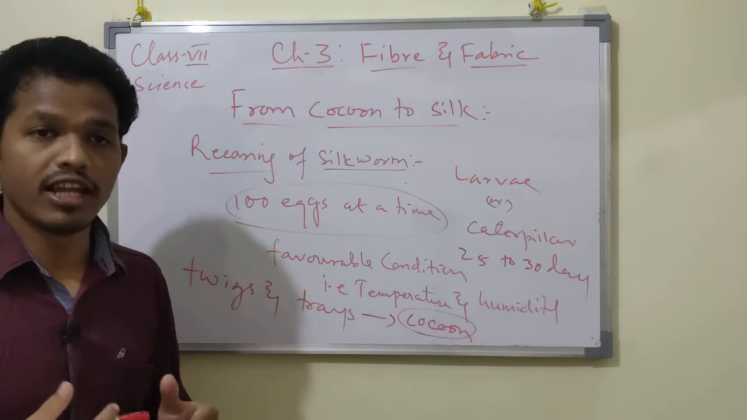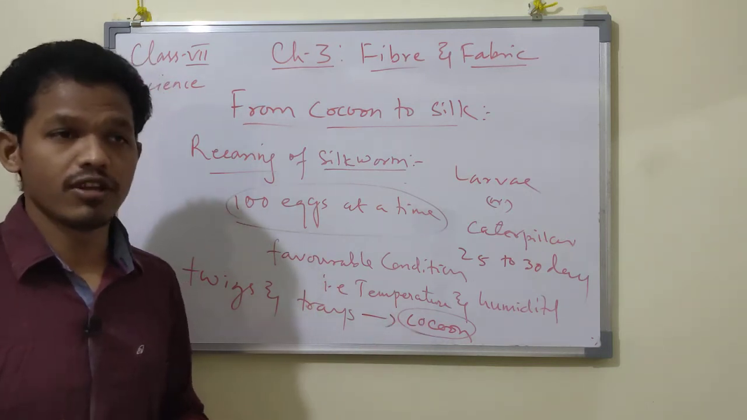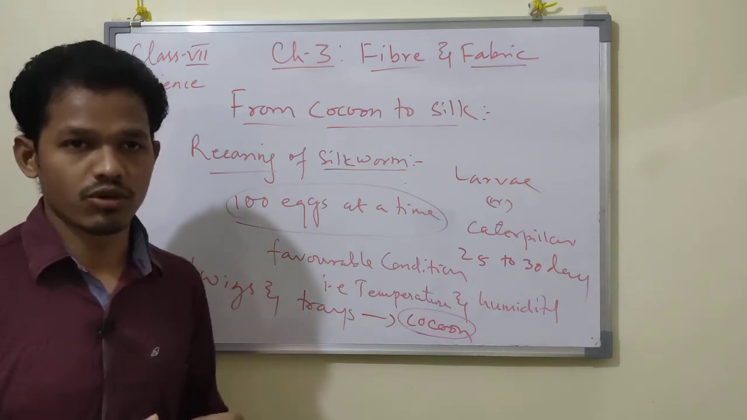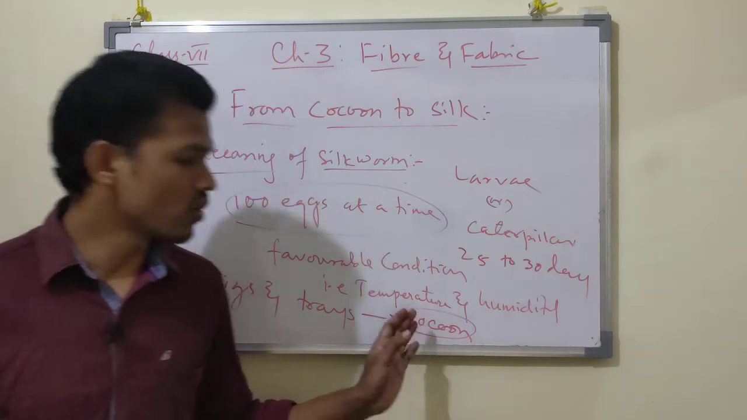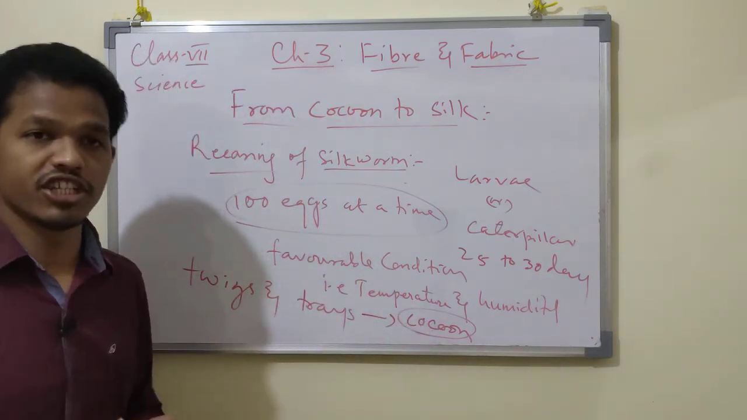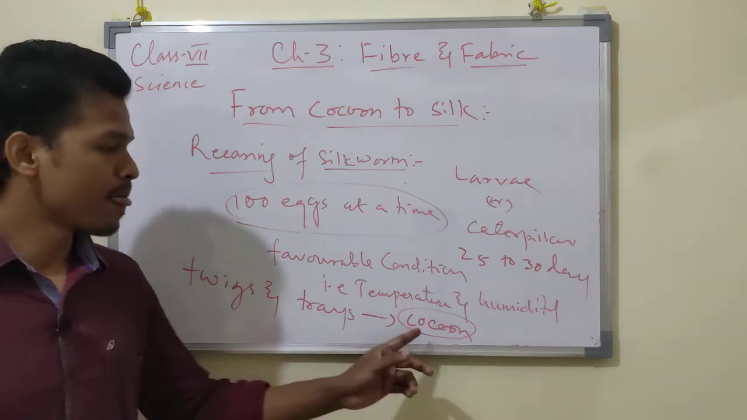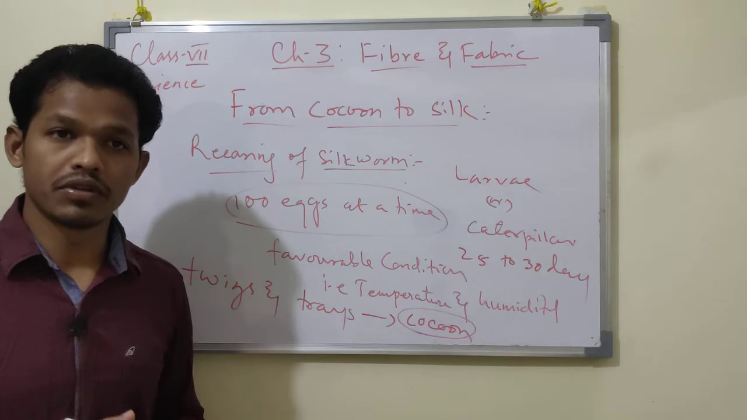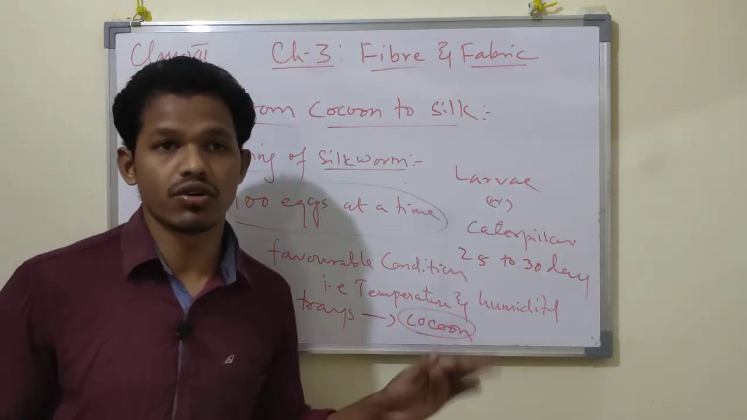So after boiling, the cocoon is affected by the steam. They also apply steam so that the fibers are separated from the cocoon. After separating the fibers, there is a machine which helps in removing the fiber from the cocoon. So the process of removing fibers from the cocoons is known as what?